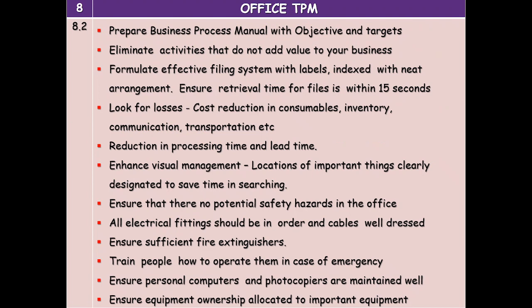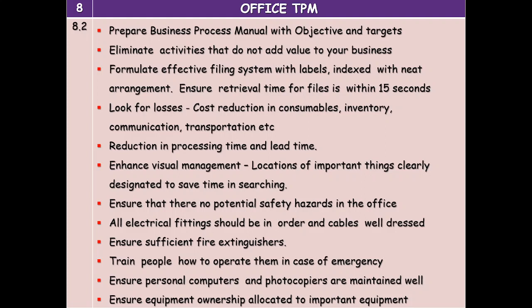Prepare a business process manual with objectives and targets. Eliminate activities that do not add value to your business. Formulate an effective filing system with labels indexed with a neat arrangement. Ensure retrieval time for a file is within 15 seconds. Look for losses. Cost reduction is in consumables, inventory, communication, transportation, etc. Reduction in processing and lead time. Enhance visual management. Locations of important things are clearly designated to save time in searching.